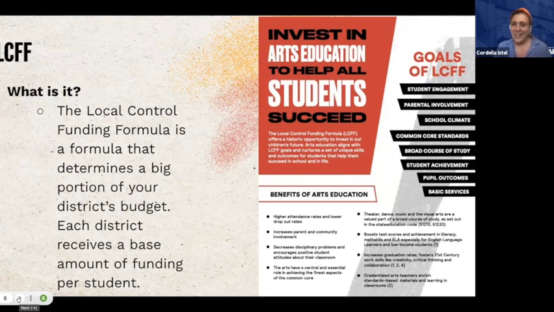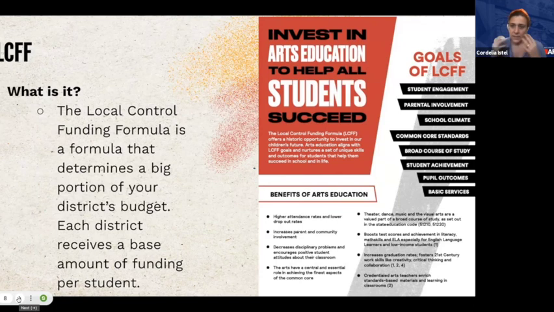All right, let's talk LCFF. Let's get into some alphabet soup, some acronyms, and try and tease out what they are and why they're important to our work as organizers and advocates. The LCFF, this is four letters you're gonna hear quite a bit today and in the ongoing work to ensure equitable arts education across California and beyond. LCFF stands for the Local Control Funding Formula. And this is the formula that decides how districts are funded, right?